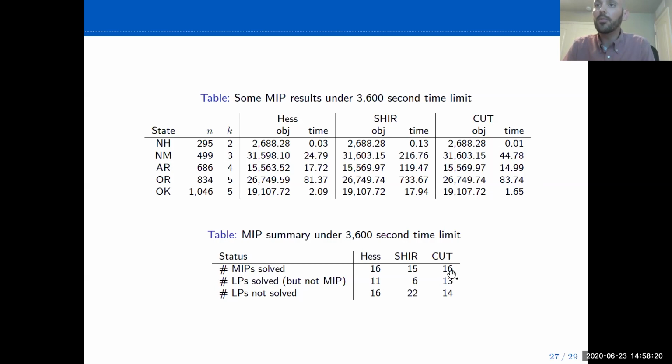And in total, if you look at all of the instances that are solved in a 1 hour time limit, you can solve 16 without contiguity and 16 with contiguity. And they're the same 16 states. And in fact, whenever you're looking at those instances where you couldn't solve the MIP, but you could solve the LP within an hour, we can solve more of the cut model within an hour as opposed to the Hess model. And this is because we're exploiting contiguity and able to fix more of these variables to 0 up front.